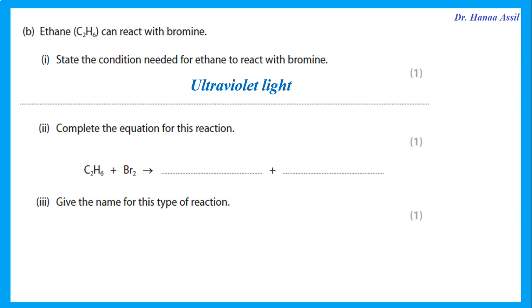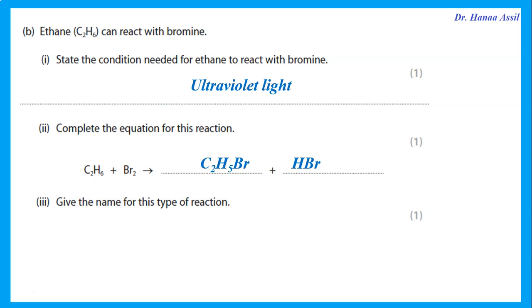Complete the equation. Now, when we start with an alkane and I'm reacting it with bromine, what happens? We remove one of the hydrogens, and replace it with a bromine. So instead of C2H6, I now have C2H5Br. And my other product is the hydrogen I removed and the other Br. So my other product is hydrogen bromide. That's how it's written. And of course, this equation is balanced.